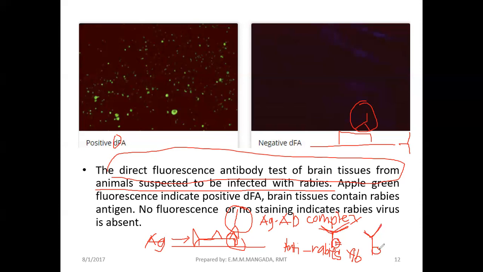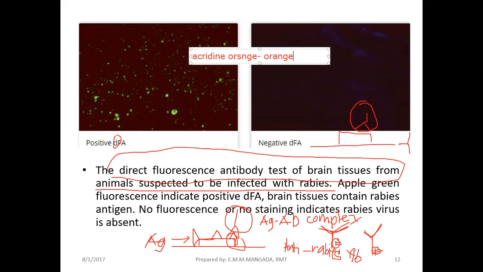So guys, what are the different fluorochromes that we're using in your fluorescent assay? I'll be mentioning yung mga common lang na ginagamit natin. We have, for example, your acridine orange. The acridine orange gives an orange fluorescence under your fluorescence microscope. We have also your auramine O, which has a yellow color under your fluorescence microscope.